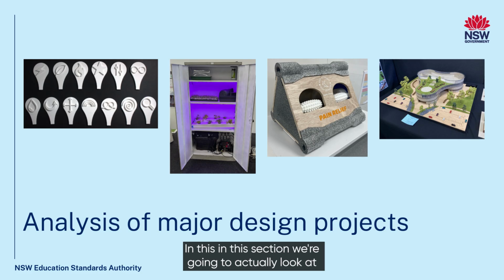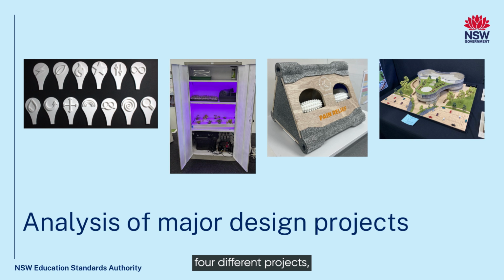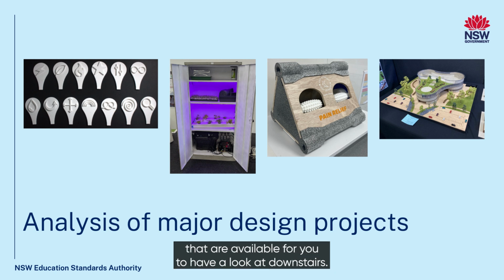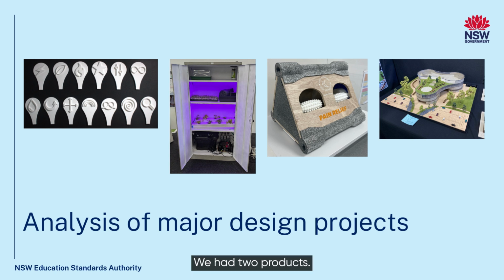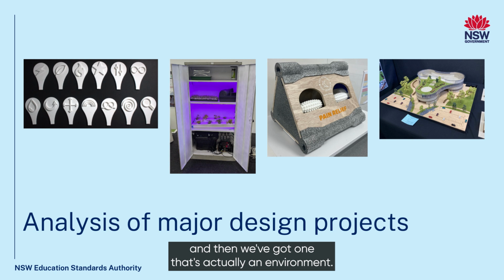In this section, we're going to actually look at 4 different projects that are available for you to have a look at downstairs. And you can see that they're broken into 3 different types. We have 2 products, we've got 1 system, which is a way of doing things, and then we've got one that's actually an environment.